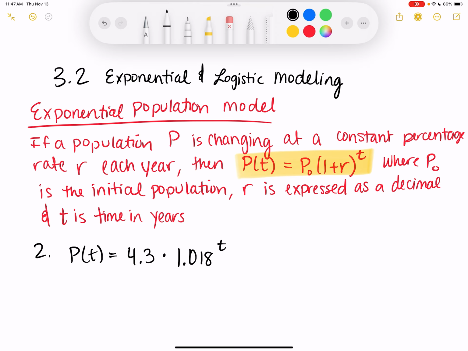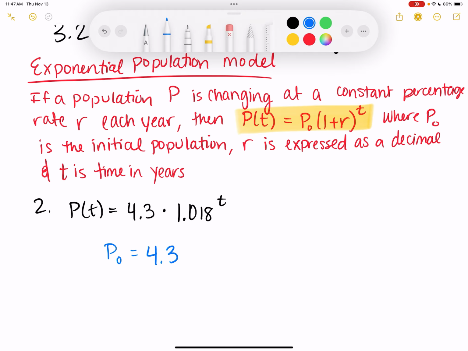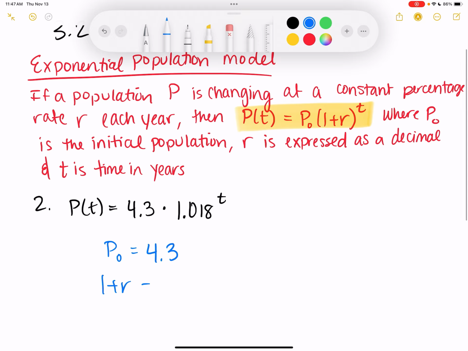All right, so just looking at it, I can't tell if it is going to be growth or decay necessarily. But I want to look at what each of the pieces of this formula are. So the P sub 0 is the number that's over here not being raised to a power, so 4.3 is our initial value. And then this middle part that's being raised to the T is 1 plus R. So 1 plus R is equal to 1.018. That means that R is 0.018.